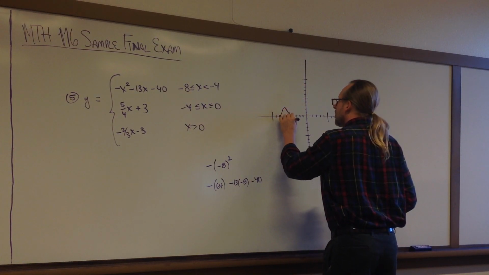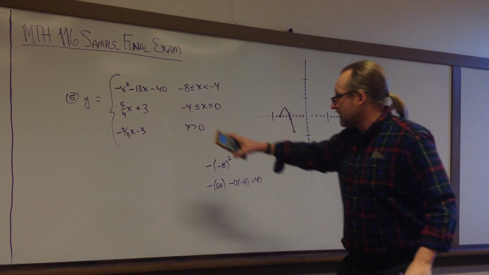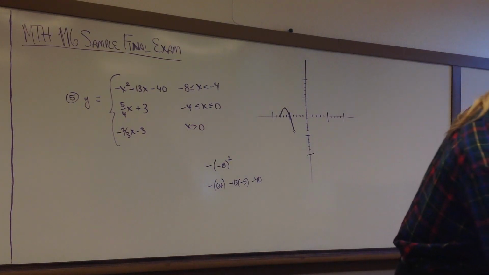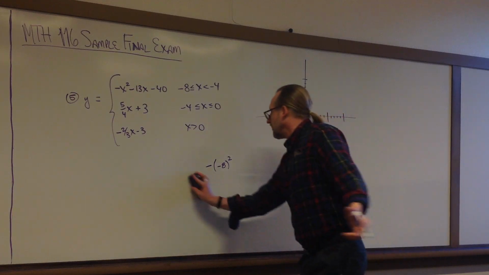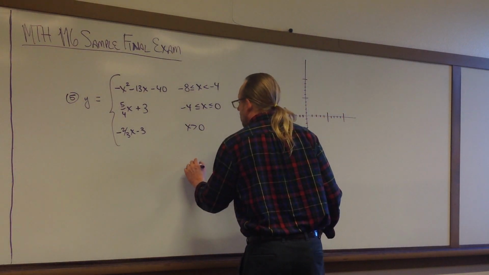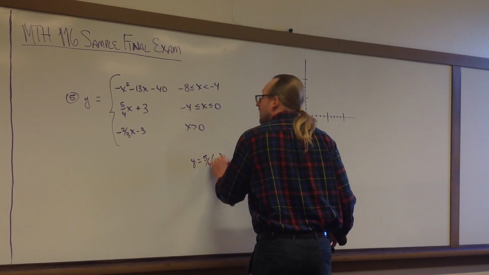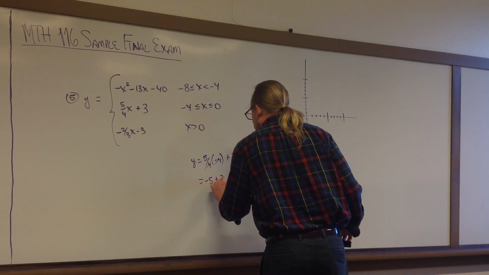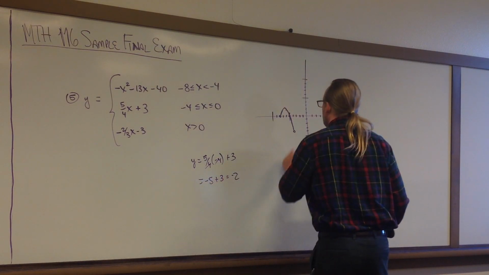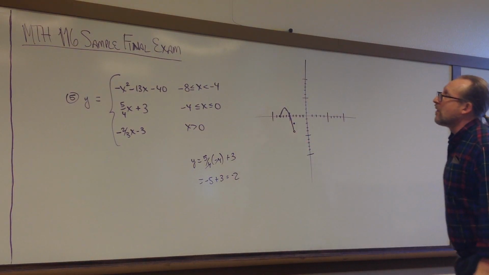Because we don't know whether the actual function value is going to be there at negative 4 or whether this is going to give us some other value. Now these linear functions are a lot easier to graph. You can put them on the graphing calculator as well, but you don't really need to. 5/4 times negative 4 plus 3, so that's negative 5 plus 3, which is negative 2. So yeah, the function value is actually right here at negative 4.